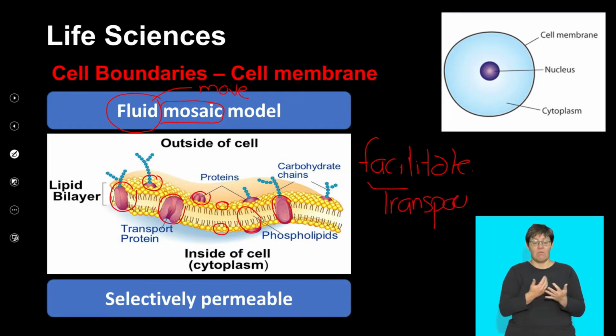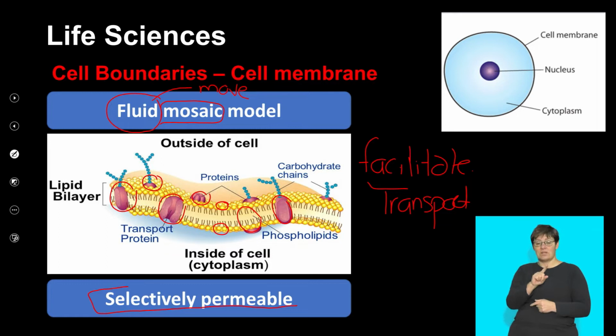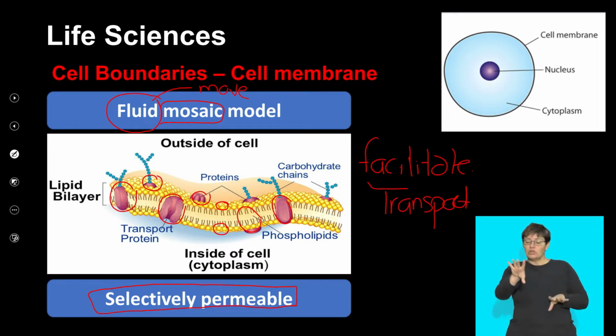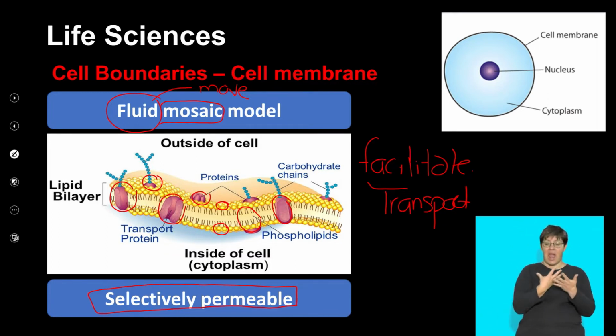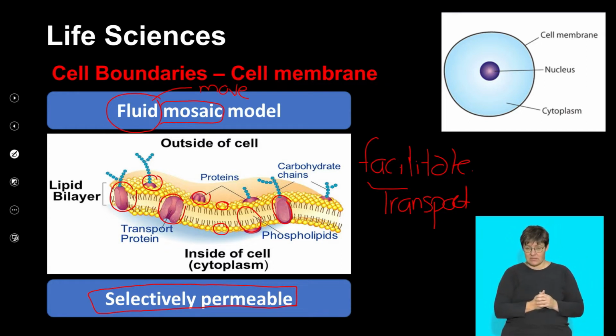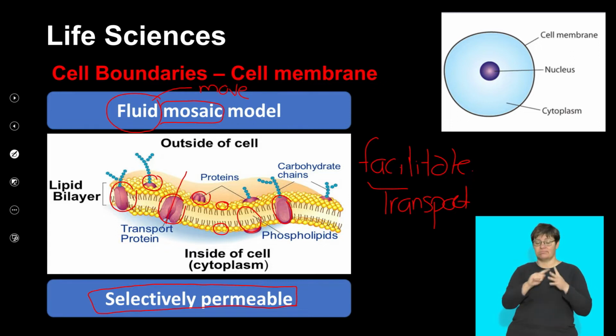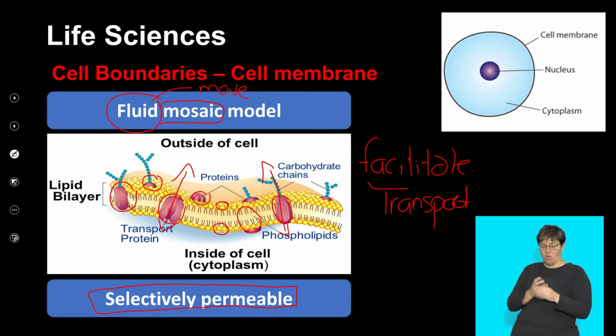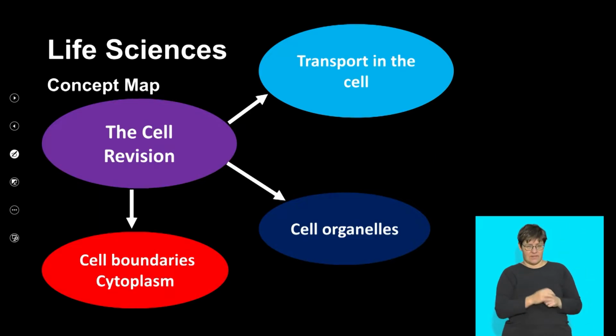The most important thing that the cell membrane does, although we know that it encloses, is that it is selectively permeable. Whereas the cell wall will let everything in, this whole structure of the cell membrane allows things to move in and to move out. So what comes in, what comes out, we can have control over that.